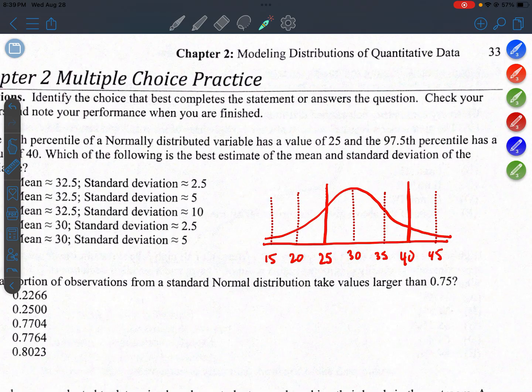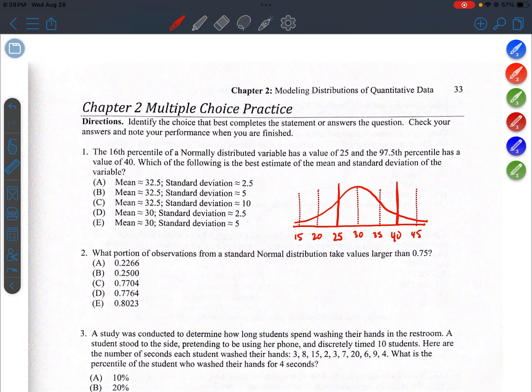All right. So the distribution we're looking at is approximately normal in shape, has a mean of 30, and it has a standard deviation of 5. So that means our answer is going to be choice E.